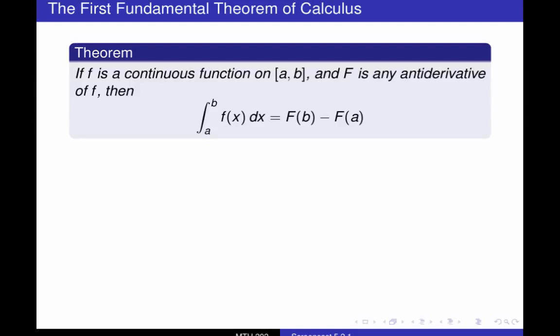The first fundamental theorem, in other words, tells us that we can compute the exact value of a definite integral of a function by first finding an antiderivative of that function, and then simply finding the difference between the antiderivative evaluated at the upper limit of integration and the antiderivative evaluated at the lower limit of integration.